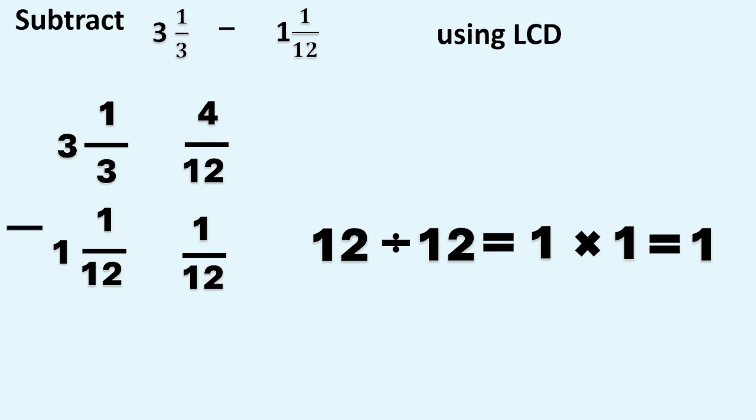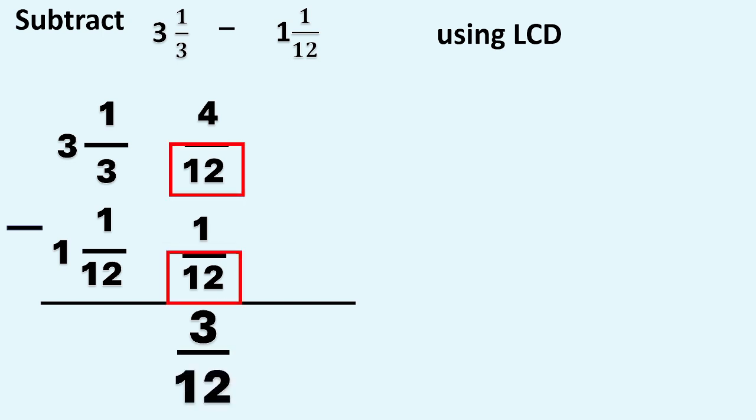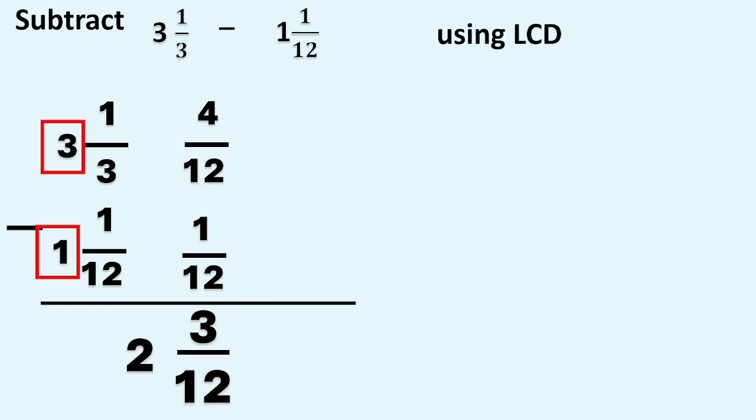Now, subtract 4 minus 1. So 4 minus 1 equals 3. Then copy the denominator 12. Now, subtract the two whole numbers. We have here 3 minus 1 equals 2. So the answer is 2 and 3/12, or we are going to reduce to the lowest term. So we have here 2 and 1/4.